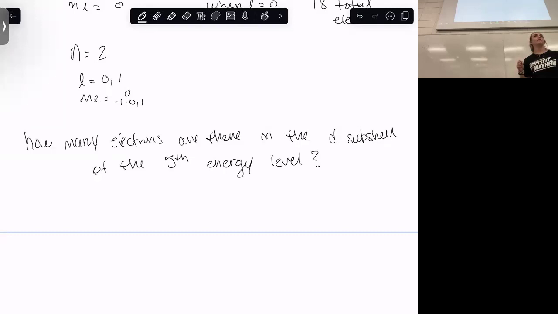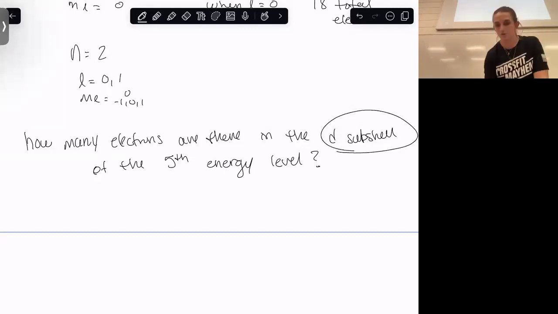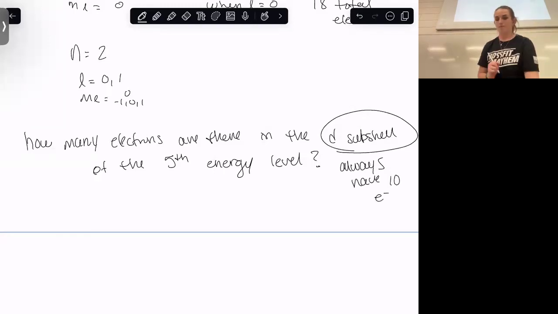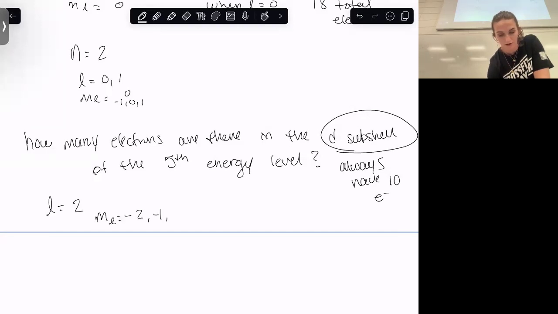Why did you get 10? Because the D subshell will have 5 orbitals, and automatically an orbital has 2 electrons, so that makes it 10. Awesome, right? Your D subshell will always have 10 electrons. If we go back to our quantum numbers, if we're in the D subshell, that means that l has to equal 2. And if l is equal to 2, then m sub l can be -2, -1, 0, 1, 2, which means we have 5 orbitals times 2 equals 10 electrons.